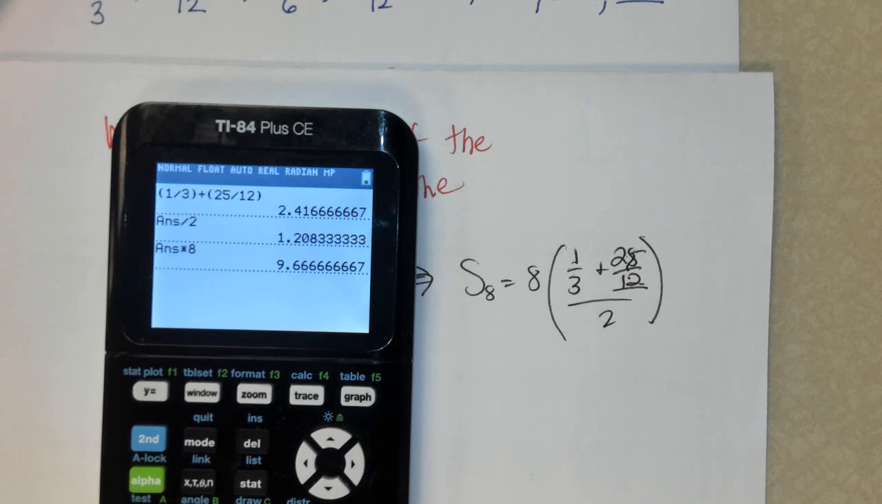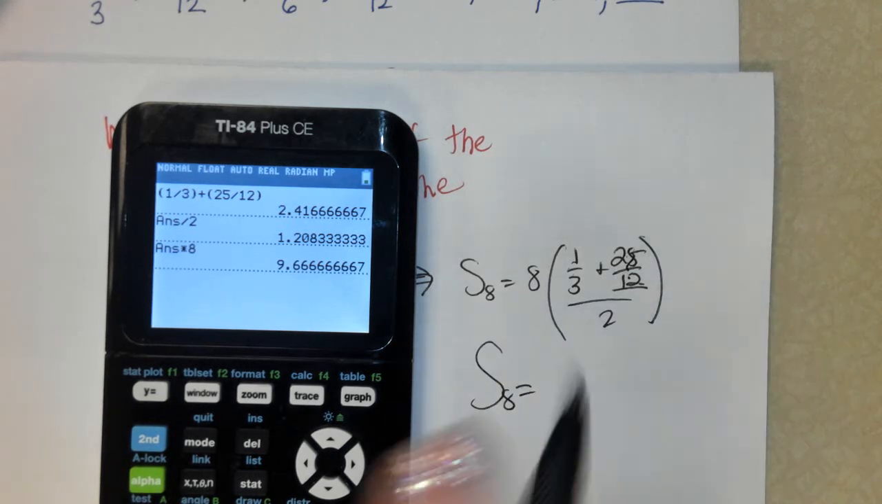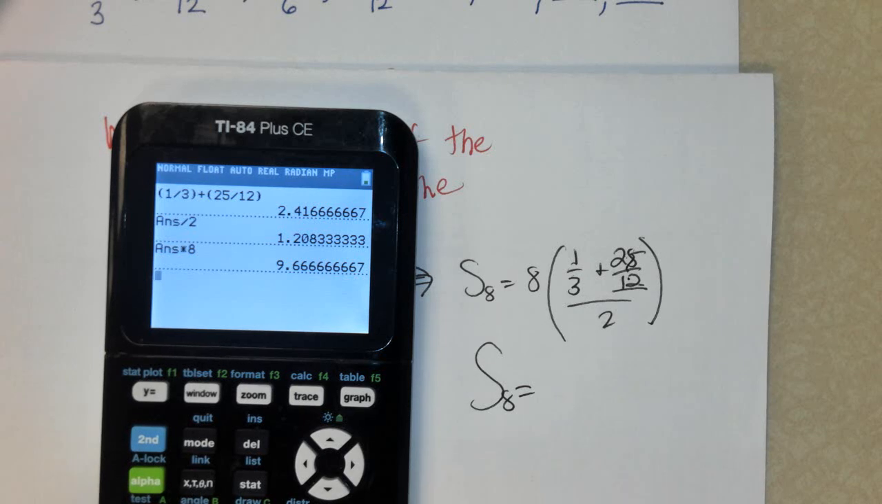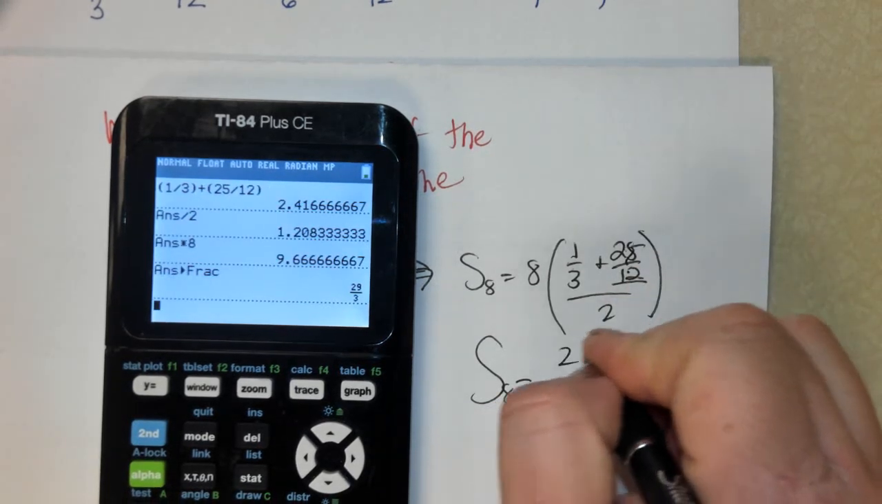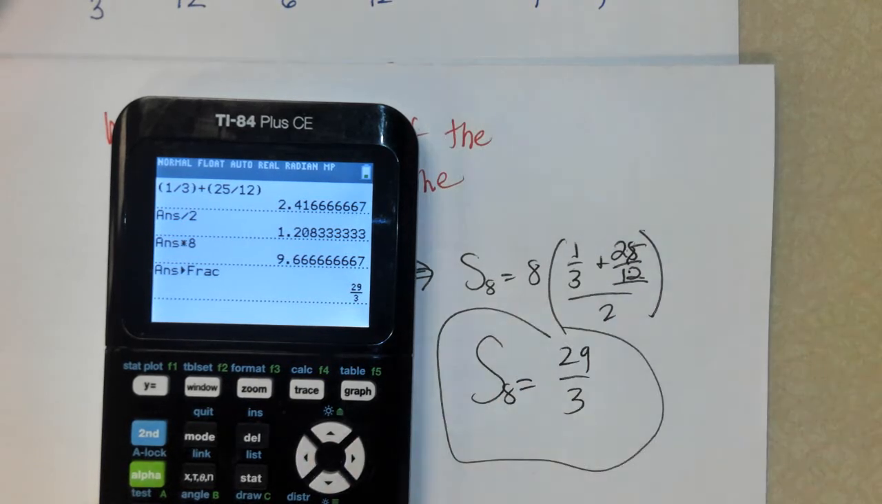We don't want to round this. Okay, I want to give the exact answer, a precise answer. So when I hit math, fraction, enter, enter, this will turn it into an exact answer. Would rounding be wrong? Yes, unless it asks you to round, that would be wrong.